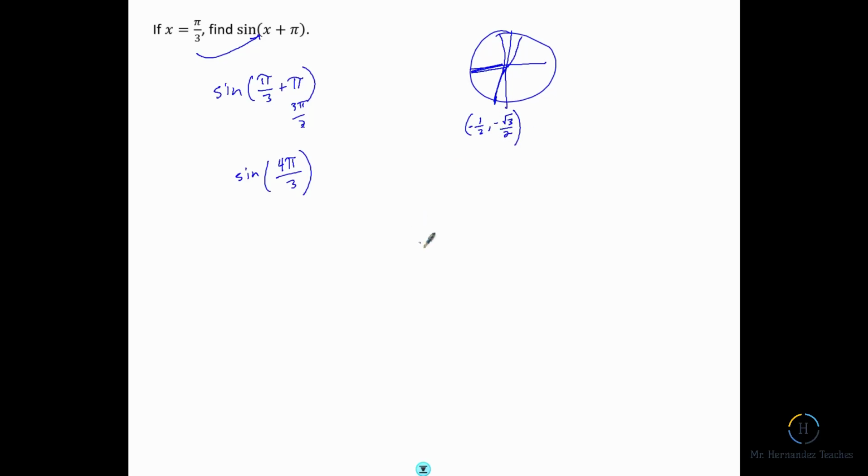So if I want sine, my sine are the y values, so this is going to be my answer. Sine of 4 pi over 3 is just equal to negative square root of 3 over 2. And that's how you want to do this one.